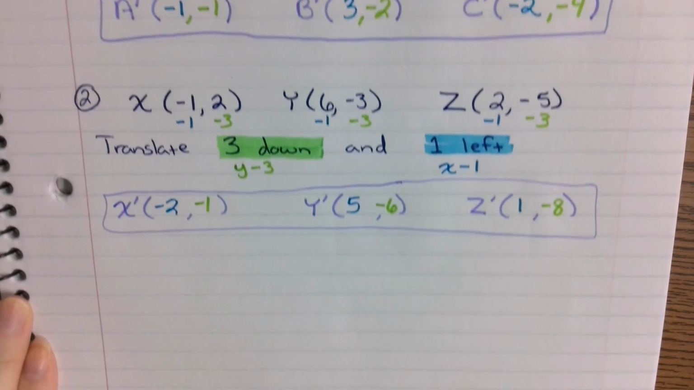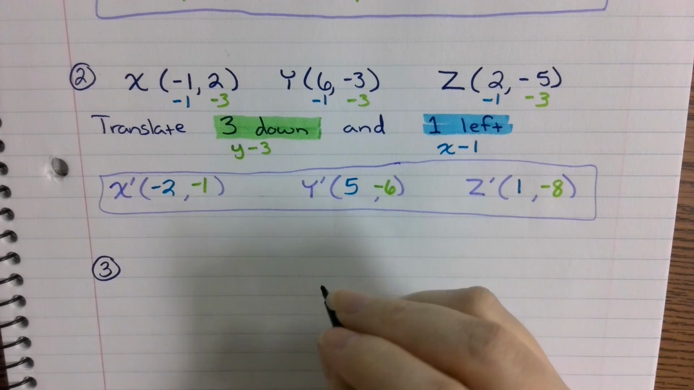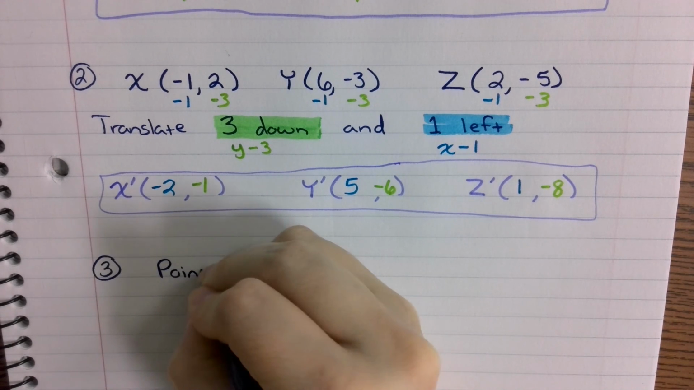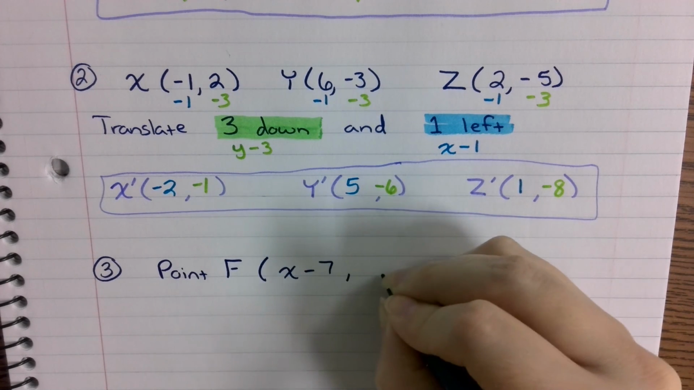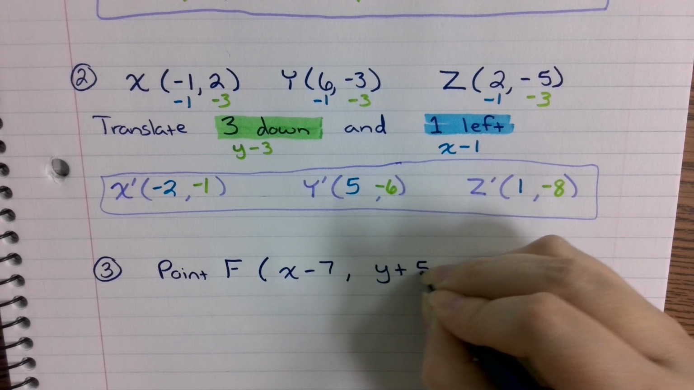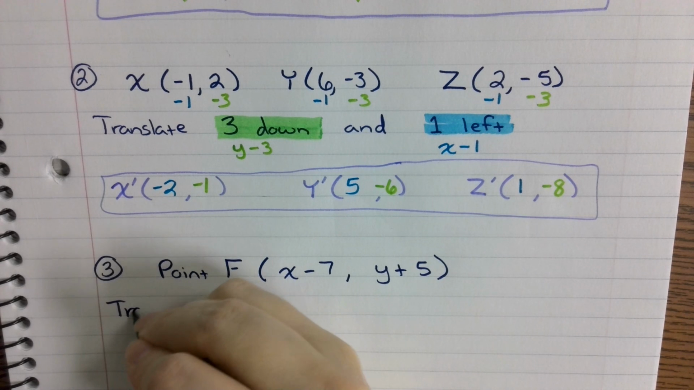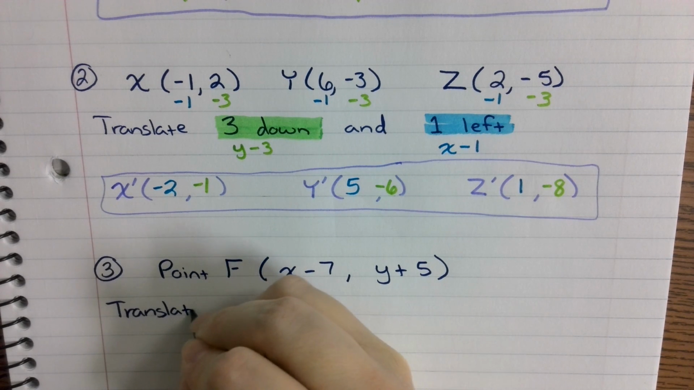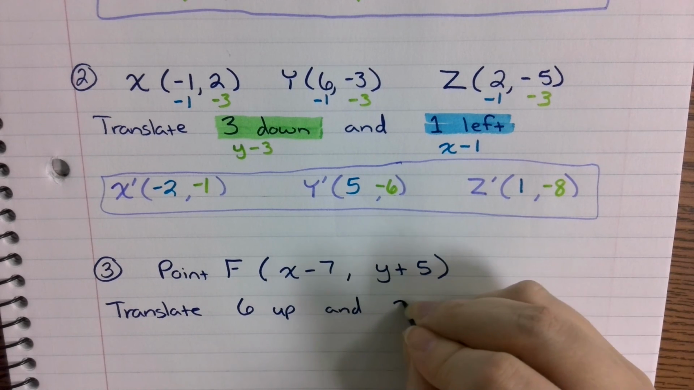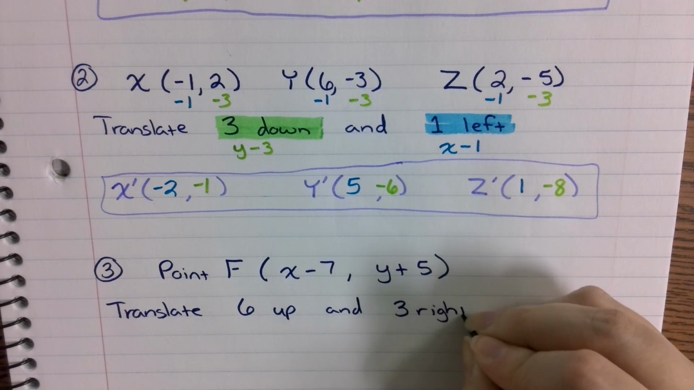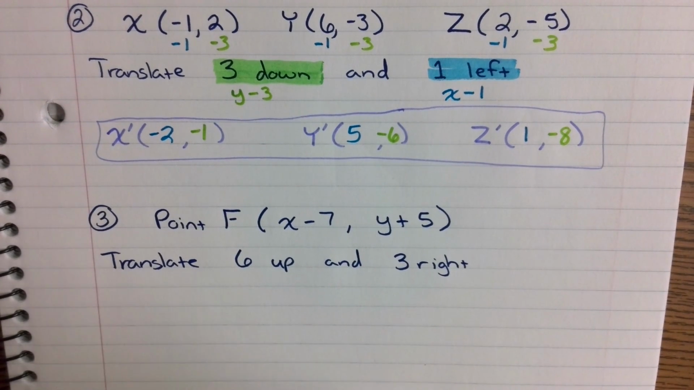Okay, let's try something a little bit different. Let's say that we have the point F, and point F is at x minus 7 and y plus 5. And I say we're going to translate 6 units up and 3 units to the right. We're going to go 6 units up and 3 units to the right.